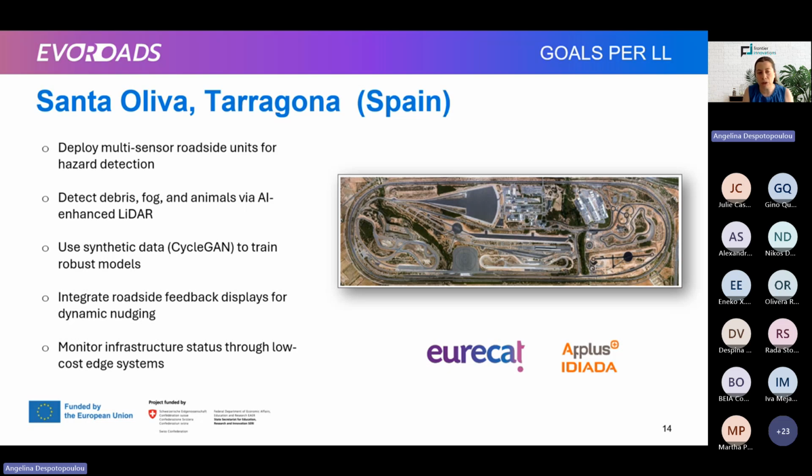So officially, they will be deploying multi-sensor roadside units for hazard detection. They will be attempting to detect debris, fog, and animals with AI-enhanced LiDAR. They will be using synthetic data to train their data models. So this is a technology that serves their technology, let's say. They will be integrating roadside feedback displays for dynamic nudging, and they will monitor infrastructure status through low-cost edge systems that they will be deploying, and I think those will be provided and co-tested with the other organization that you see there, Eureka.